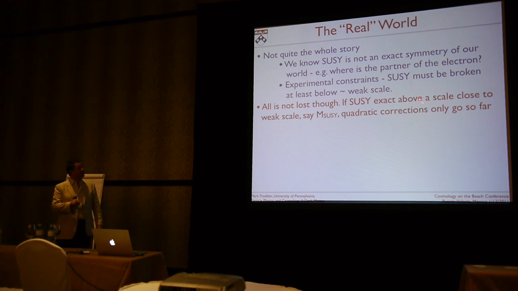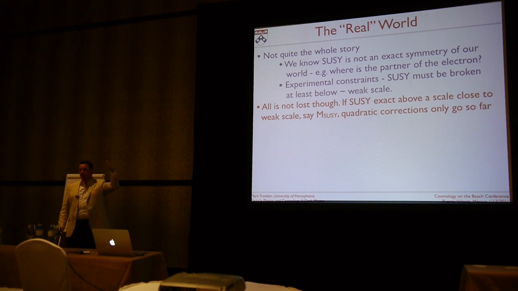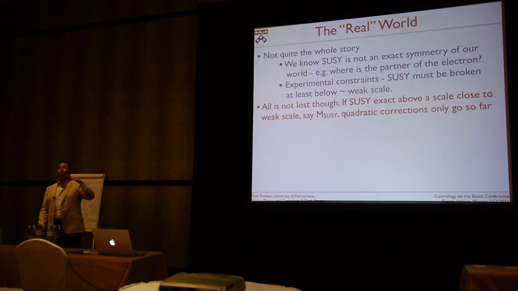Because if SUSY's exact, so what I've said here is the following: supersymmetry is very pretty, it's very nice and symmetric, but it has to be broken, and it could be broken at any scale. It could not be there at all. It could be only effective at the Planck scale, in which case I'm not sure you really know what you're talking about. It could be effective at the GUT scale. It could be effective halfway down. Or it could be effective right at the weak scale.